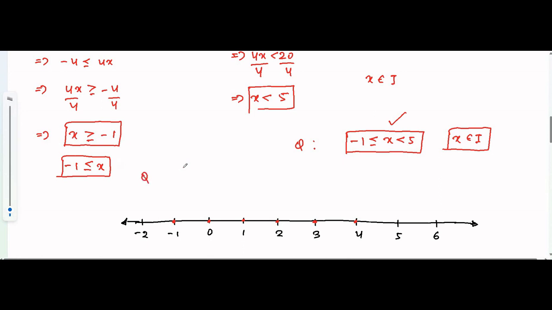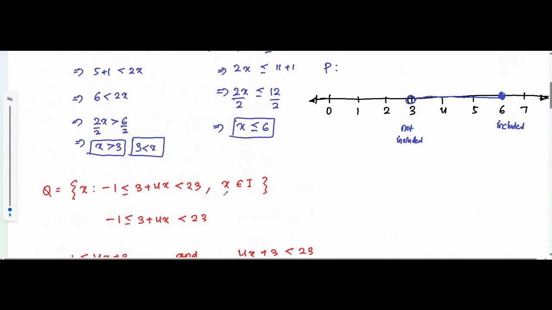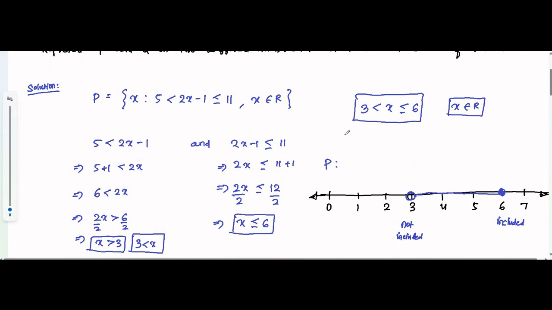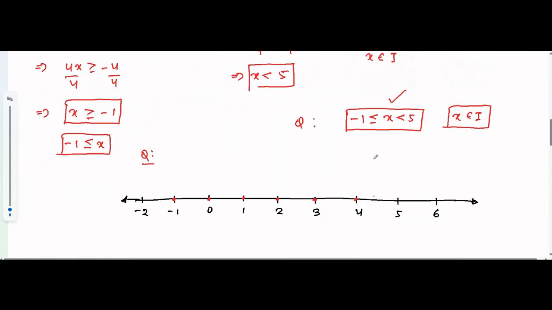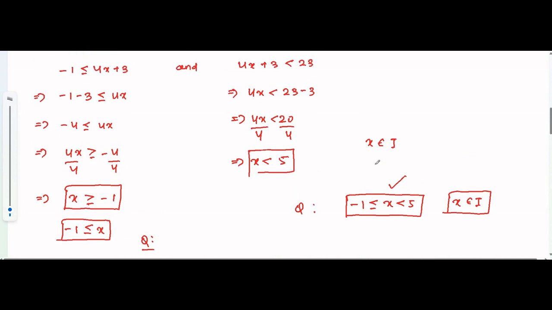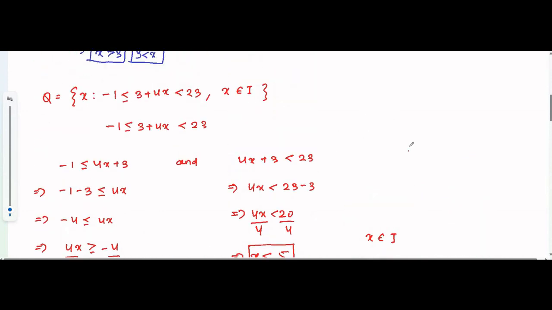If you see, intersection means common, or AND, and union means OR. This is intersection, this is union, in set theory. Intersection basically is the AND operation, and union means the OR operation, which we have discussed. When we discuss set theory, we will discuss all of these things in detail. For now, understand that we have to find the common, overlapping or intersecting values of P and Q.